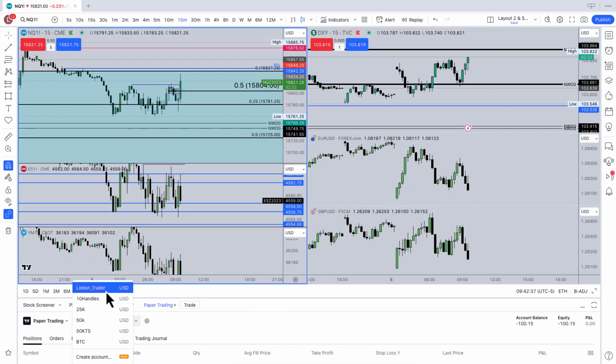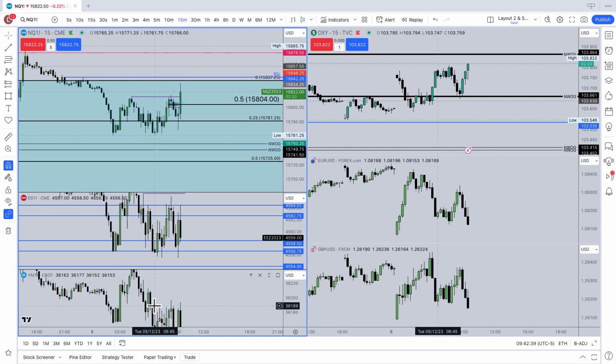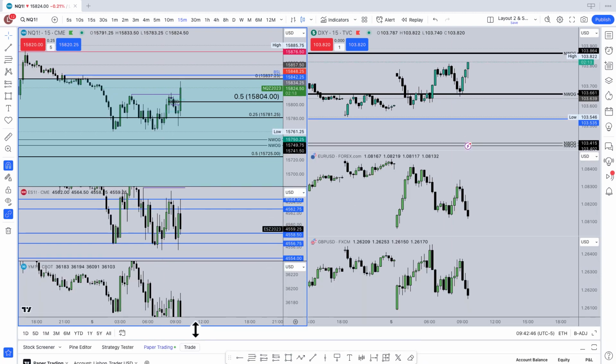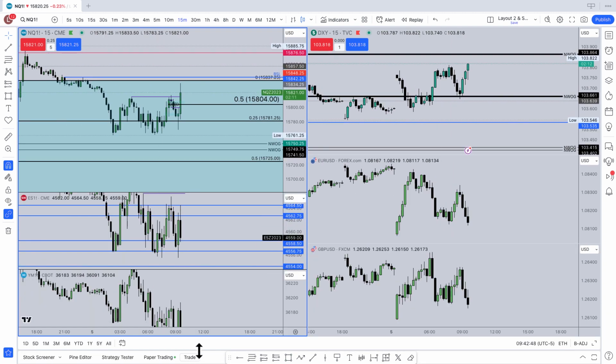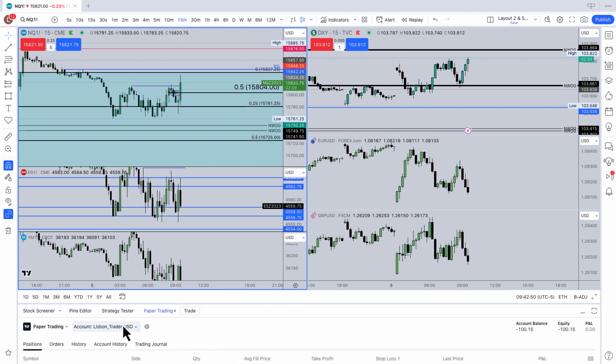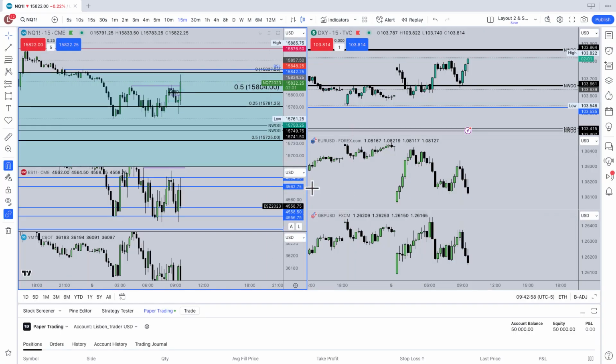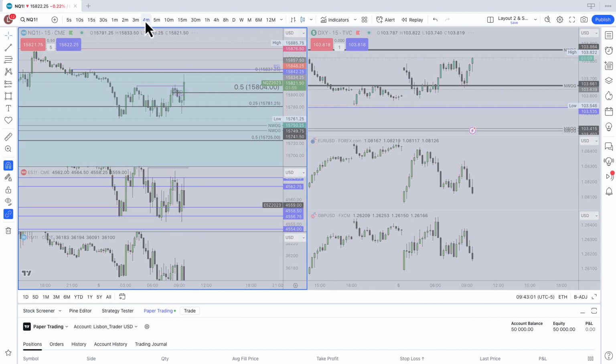So this was a losing trade, so let's do another trade and reset. So we lost 550k. Let's see how we can recoup it.